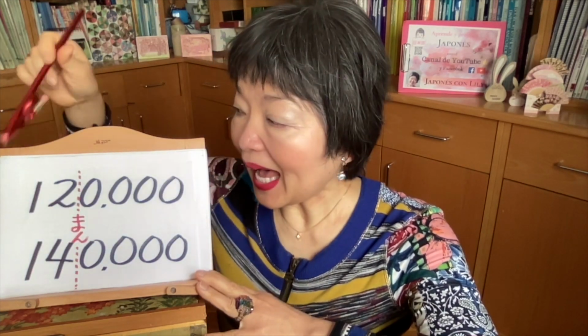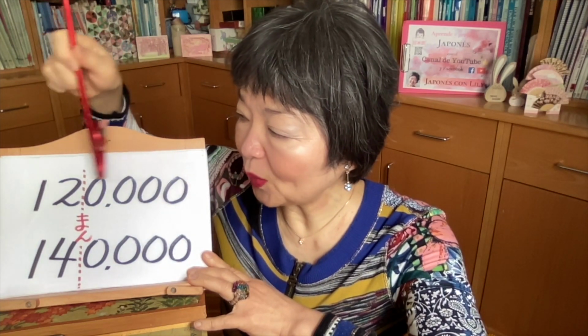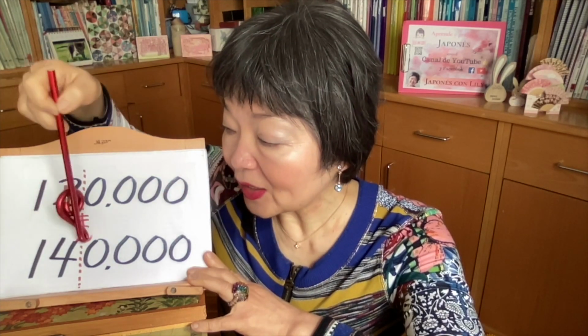For example, 120,000. Because you think in each three, but we think in each four, 1, 2, 3, 4. And you think of the imaginary line, and at this line we must say man. So this one is 12万. And here, 140,000, we say 14 and 万. So 14万.